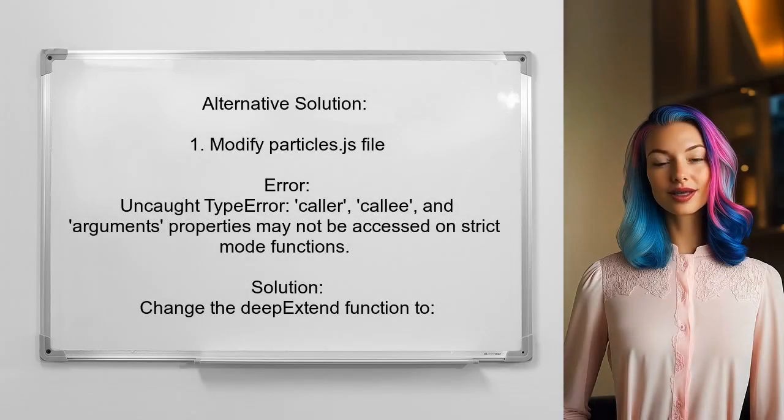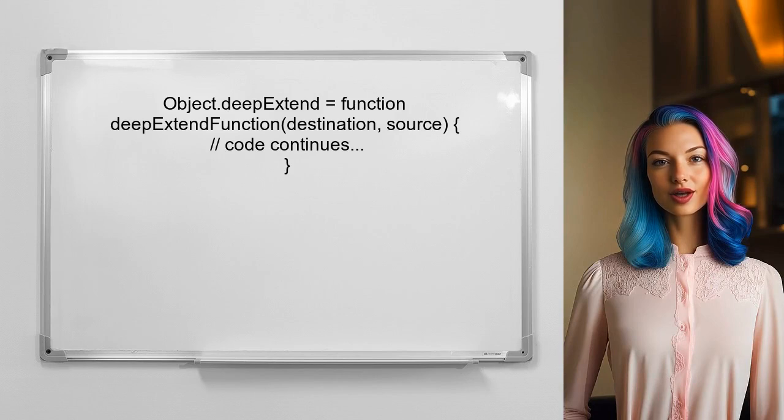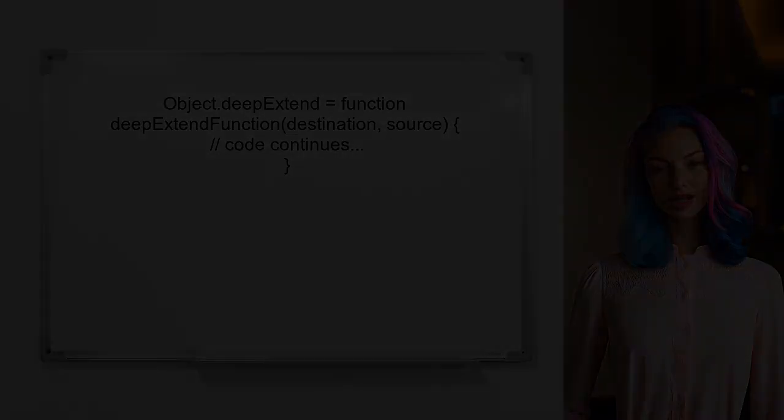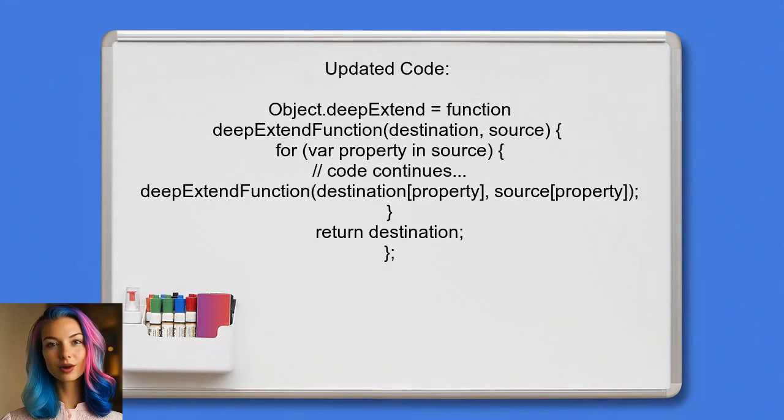One user encountered an error related to strict mode functions while using particles.js. They suggest modifying the particles.js file to fix this issue. The user recommends changing the function definition to avoid using arguments.callee. Instead, they suggest using a named function for recursion.